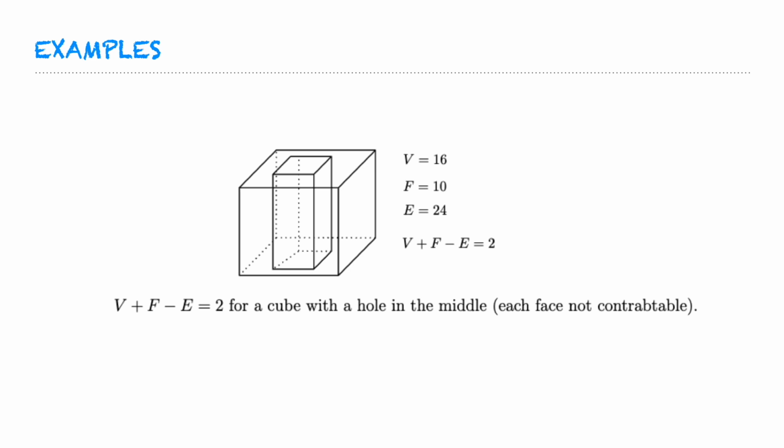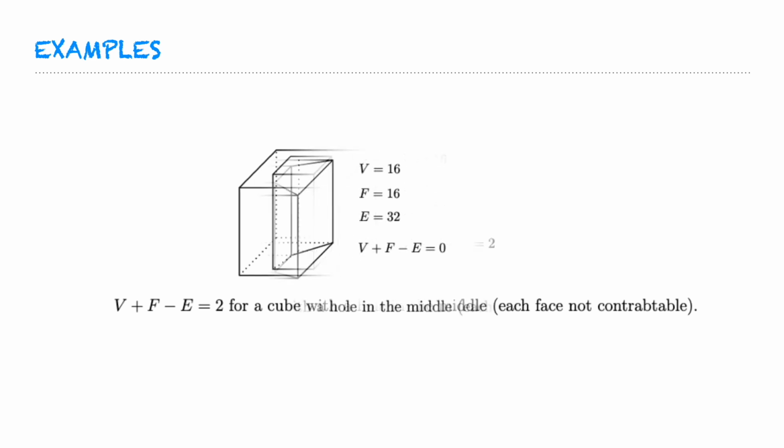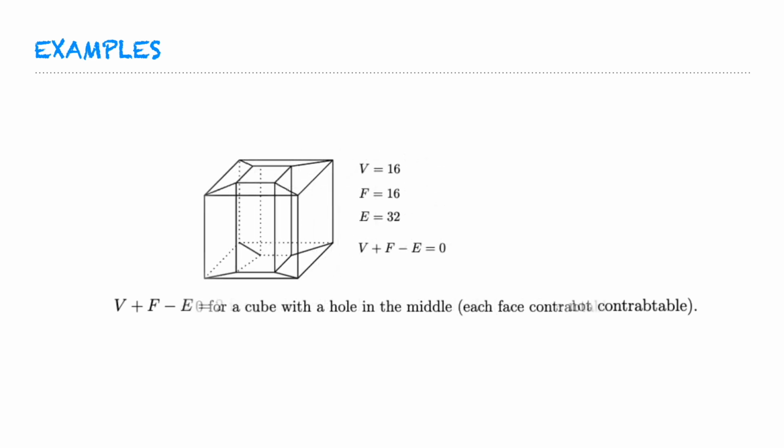Now we consider another example. Here we make each face contractible. The number of vertices equals 16, the number of faces is also 16, and the number of edges is 32, which is 24 plus 8 extra edges. So here V plus F minus E equals 0. Here you see that each face is contractible, unlike in the previous example.